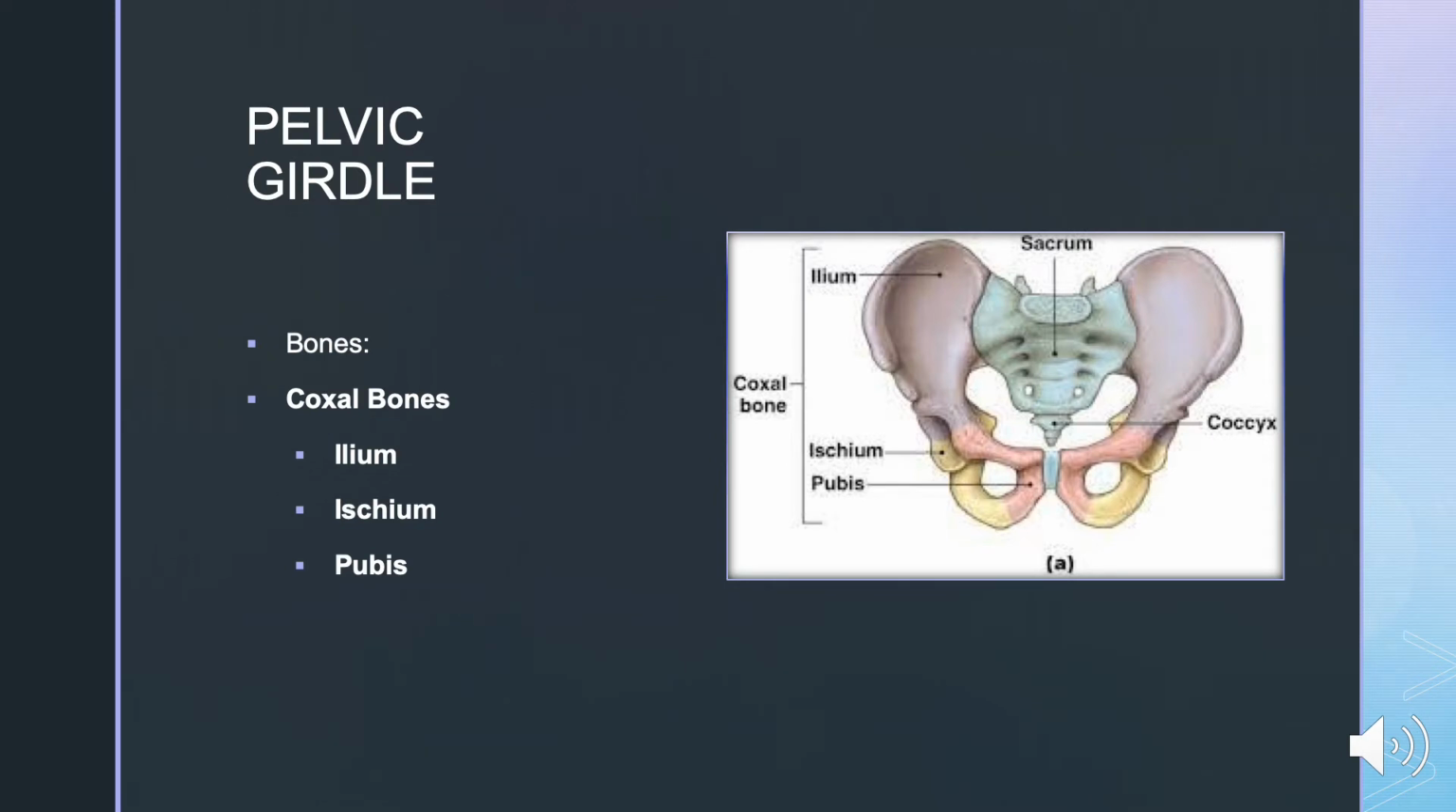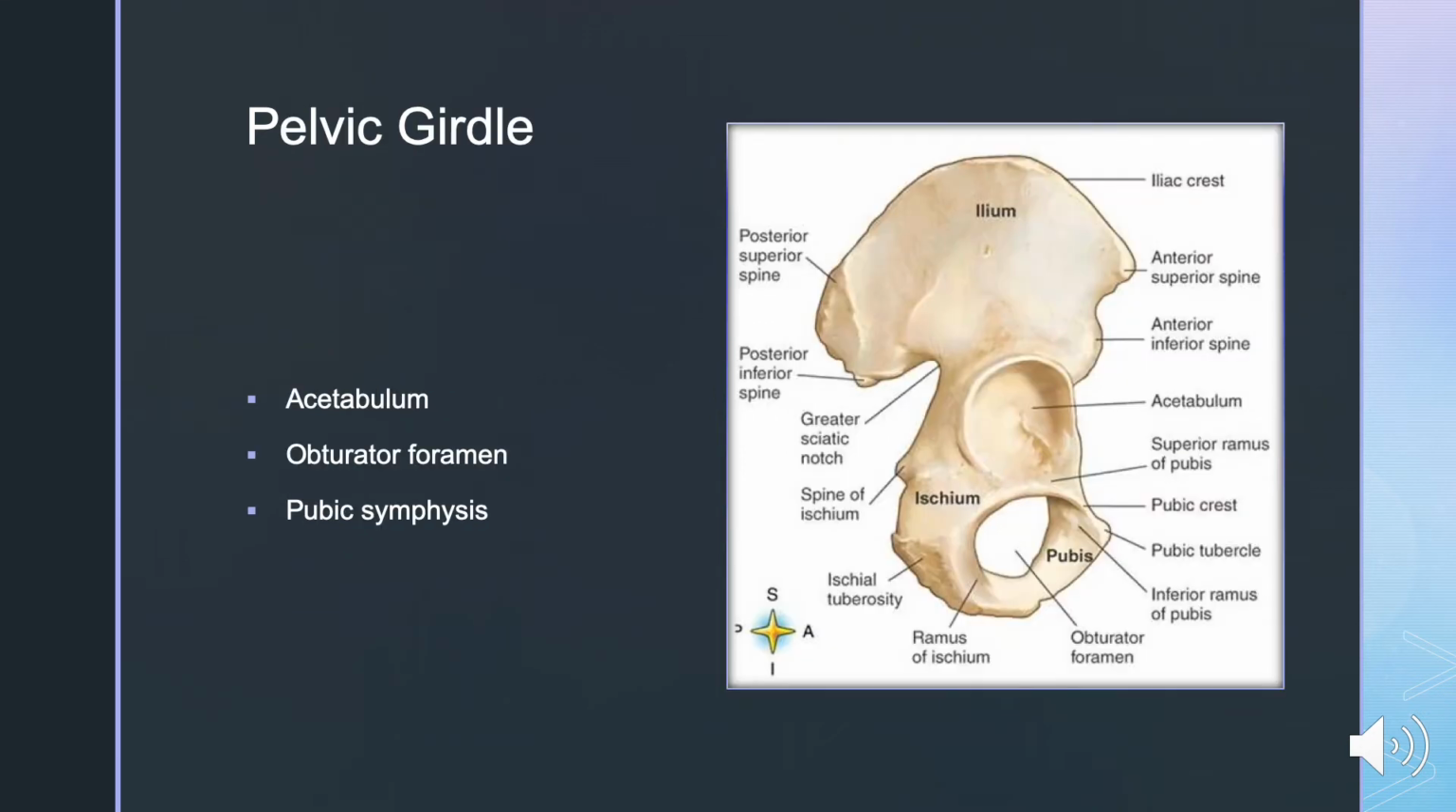So now we can move on to the pelvic girdle. The pelvic girdle is made up of coxal bones, the ilium, ischium, and pubis. In reality, after puberty, they all form a single bone and simply represent sections, which can make it hard to distinguish between them. But we're going to look a little bit closer now.